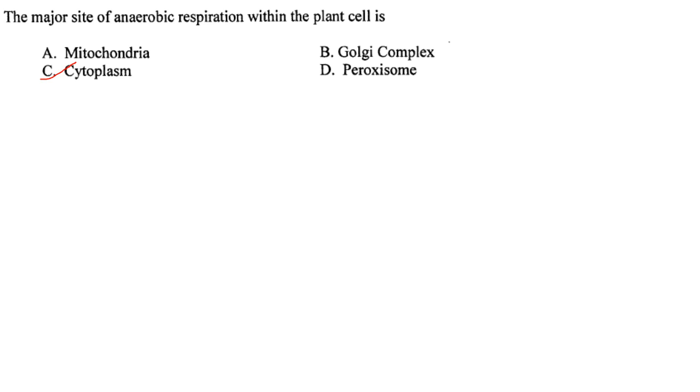Then the major site of anaerobic respiration within the plant cell is? So anaerobic respiration in plants produces ethanol and carbon dioxide, and the major site is cytoplasm. Answer is option C.